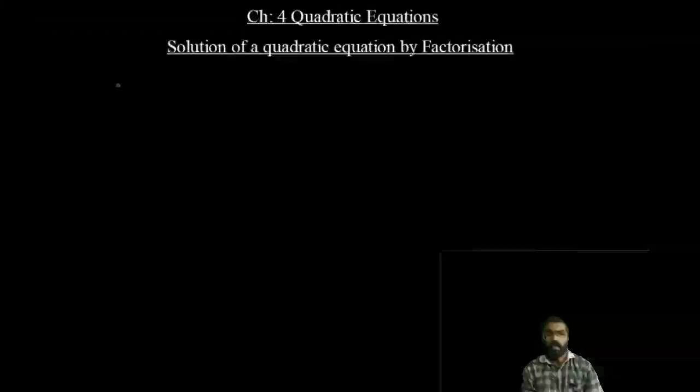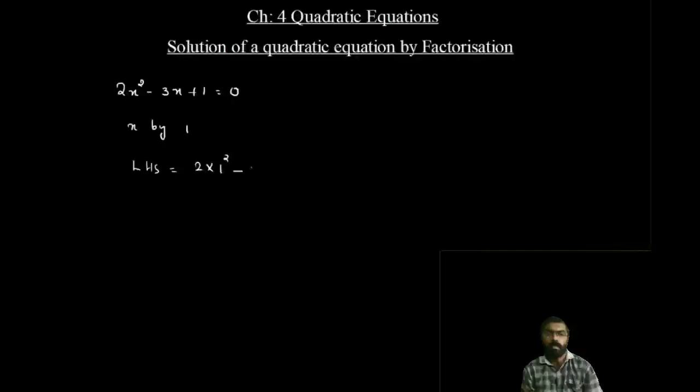Consider the quadratic equation 2x square minus 3x plus 1 is equal to 0. If we replace x by 1 in the LHS of the equation, we get 2 into 1 square minus 3 into 1 plus 1, which is equal to 2 into 1 square is 1, 3 into 1 is 3, then plus 1. That is 2 minus 3 plus 1, which is equal to 0, and that will be equal to RHS. So here LHS is equal to RHS.